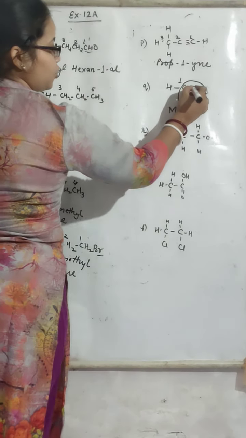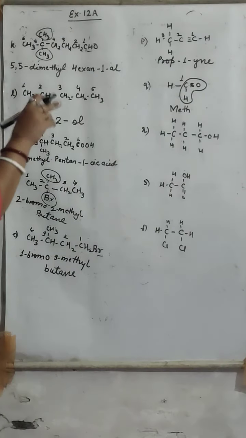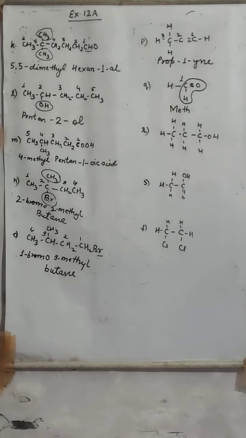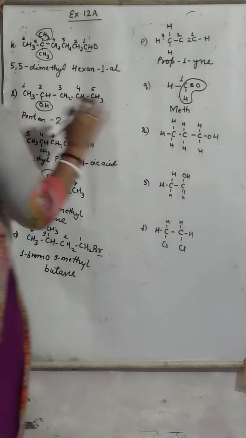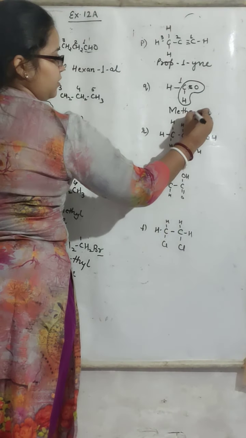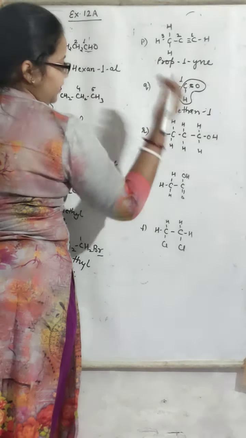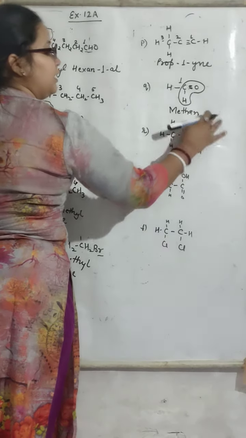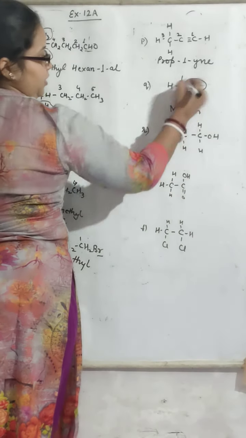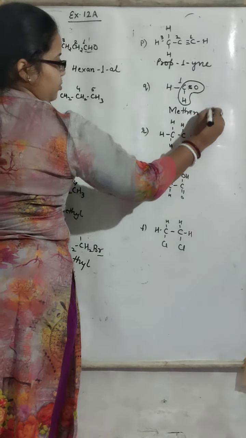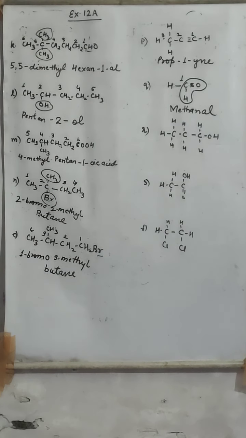This double bond is not included in alkene counting, it is only alkane. So methane, one carbon only, so we don't need to write one. For CHO we use al, so the name is methanol.